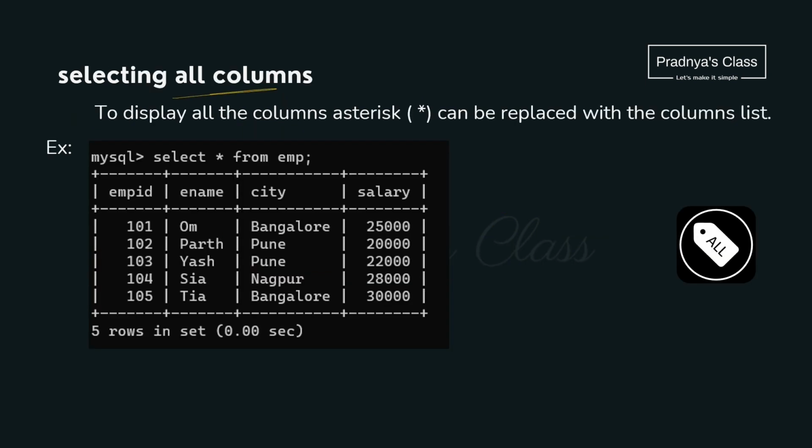If you want to display all the columns of the table, then we will be using star. It is also called the all operator. Look at the command: select star from employee. All the columns are getting displayed.